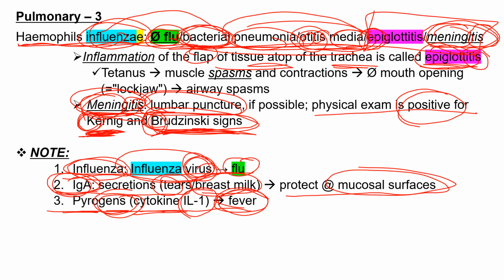Another way you may have problems with epiglottis would be airway spasms due to a bug called Clostridium tetani, which causes tetanus. And tetanus is a disease where muscle spasms and contractions are seen. For example, we see a so-called locked jaw where a patient with tetanus is unable to open the mouth.